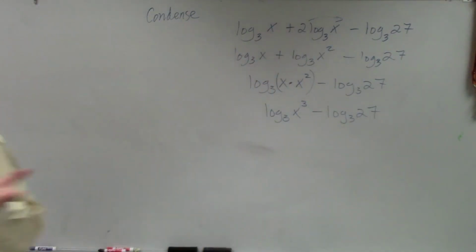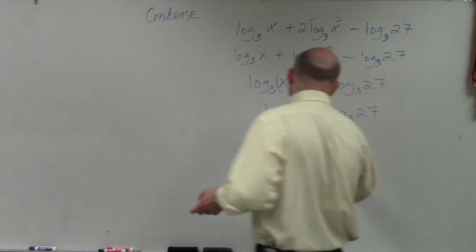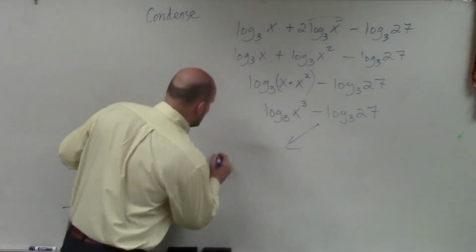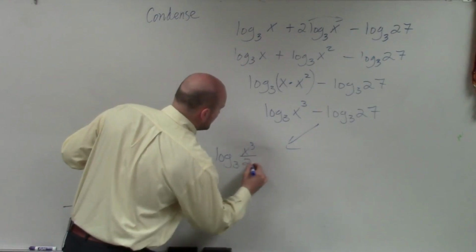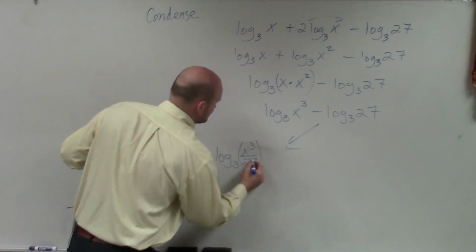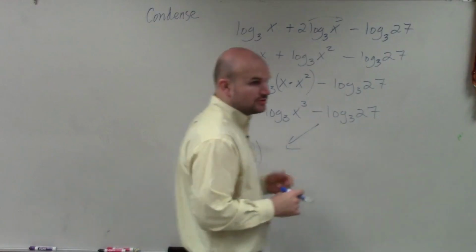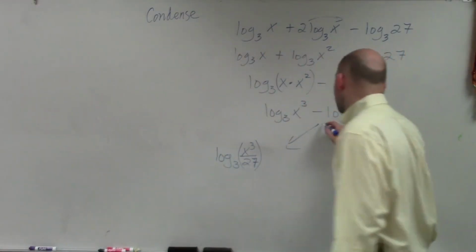Now, there's two different ways that I'd like you guys to understand how we could rewrite this final answer. You now see that you have the division, or I'm sorry, subtraction. So you could use the division property, which would be log base 3 of x cubed over 27. Which would look like this. Don't erase it.